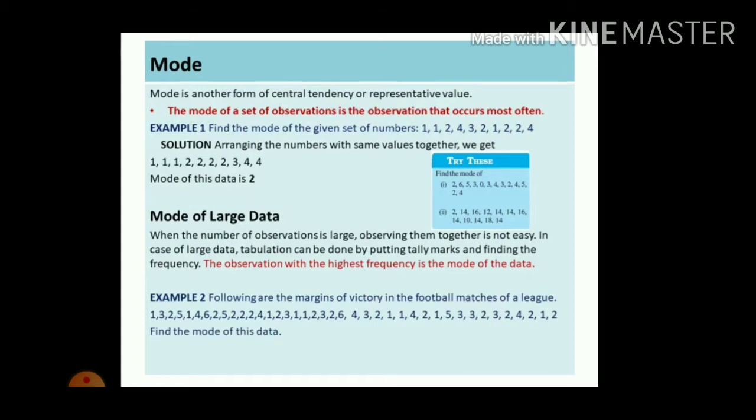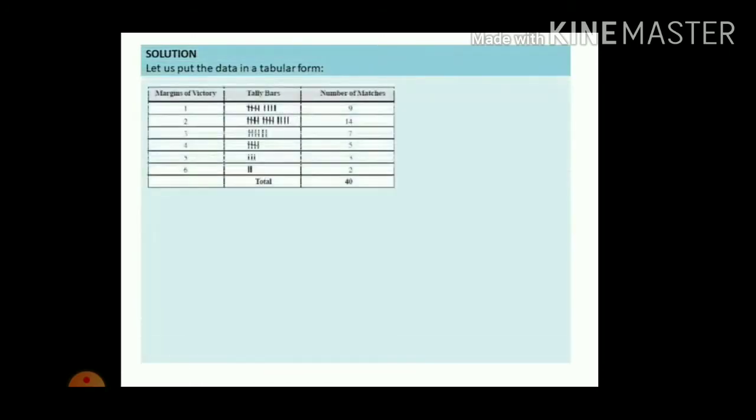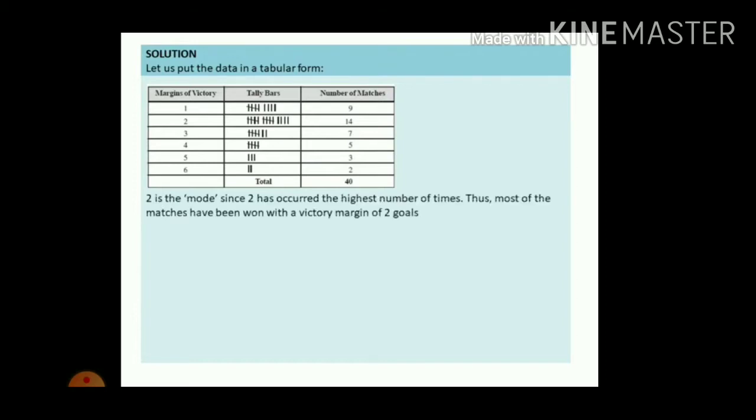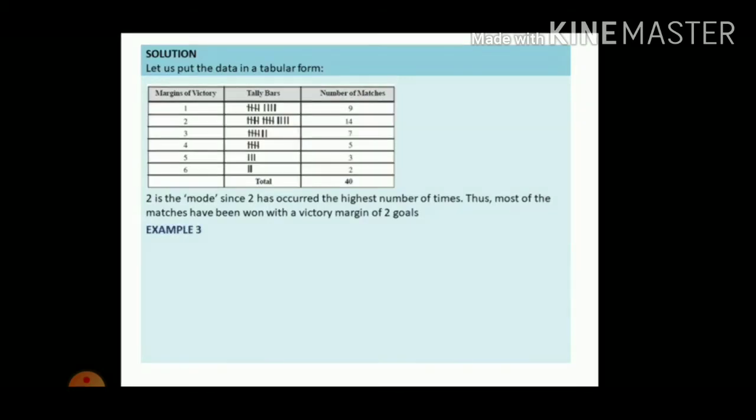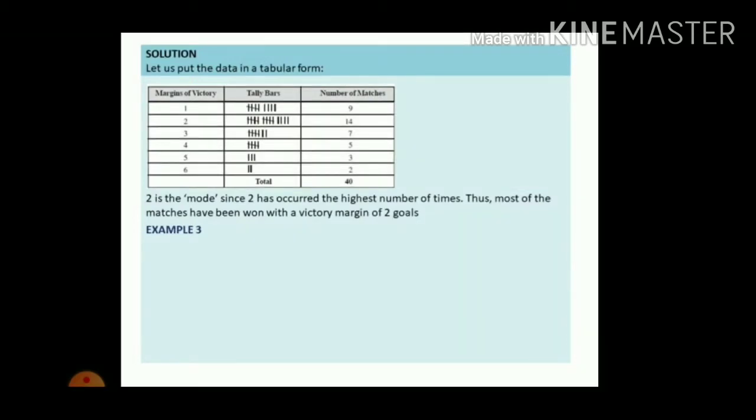For example, we have this big data over here and we have to find the mode of this data. In this case, the first step will be to put it in tabulation form and then represent tally bars and then the frequency, or the number of times they are repeating. Then the data which has the maximum frequency will be the mode of that specific data. So in this example, 2 is the mode since 2 has occurred the highest number of times.